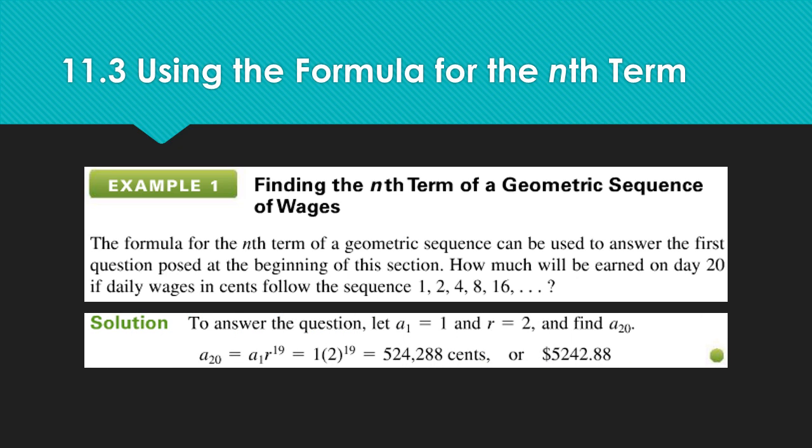So a sub 1 is 1, r is 2. So we're going to put it in the formula. A sub 20 is what we're trying to find. So we have a sub 1 times r to the 19th, which means 1 times 2 to the 19th, which is 524,288 cents, or $5,242.88.